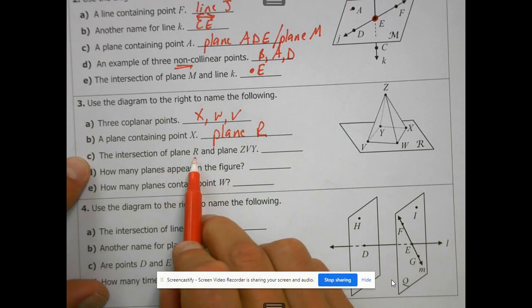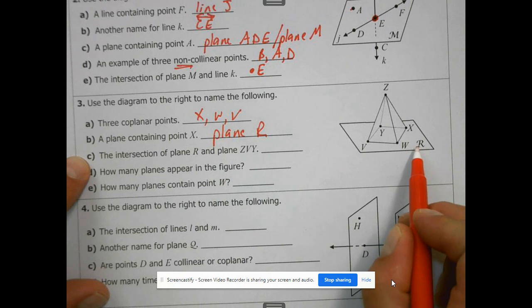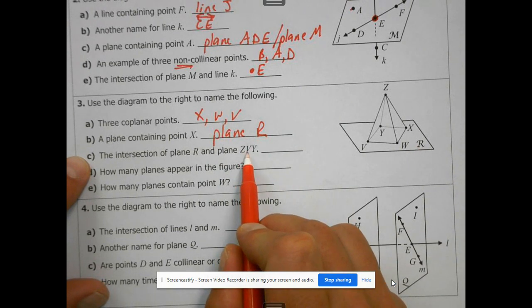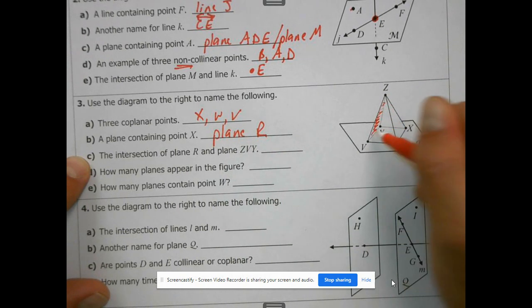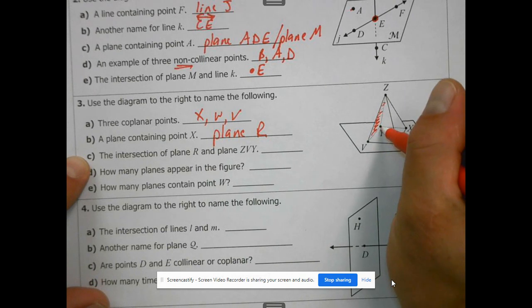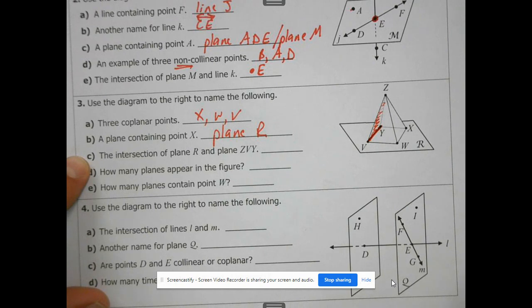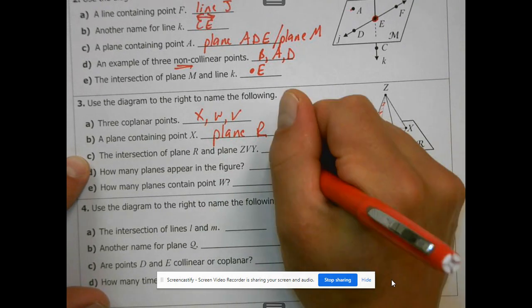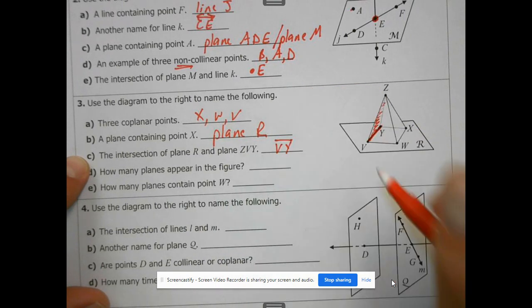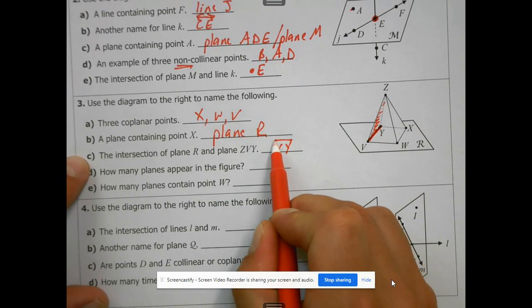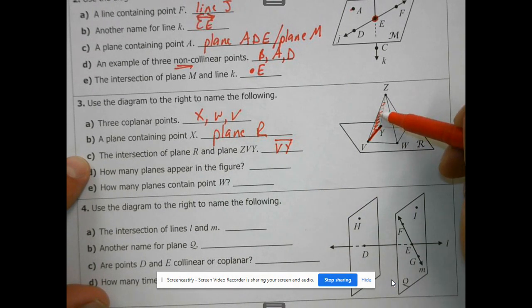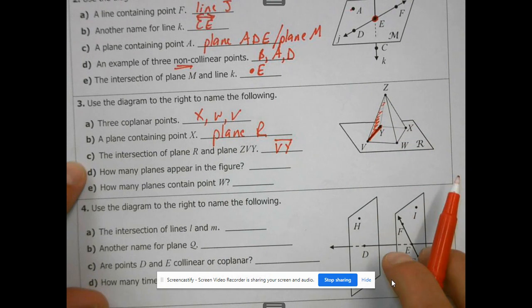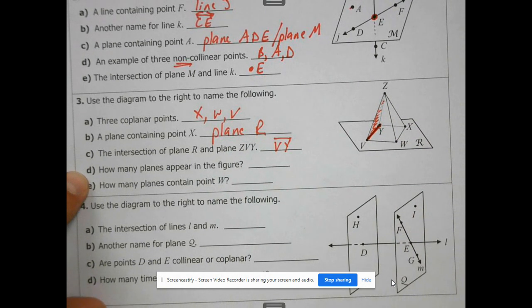C, the intersection of plane R, which is your bottom plane over here, and plane Z, V, Y. Z, V, Y is this plane kind of over there. And they hit that plane right here. Right there at line V, Y. And that's a segment. It's not a line. So for segments, we just use a little bar on top instead of the arrows for lines. So plane R and the side plane over here intersect at V, Y.